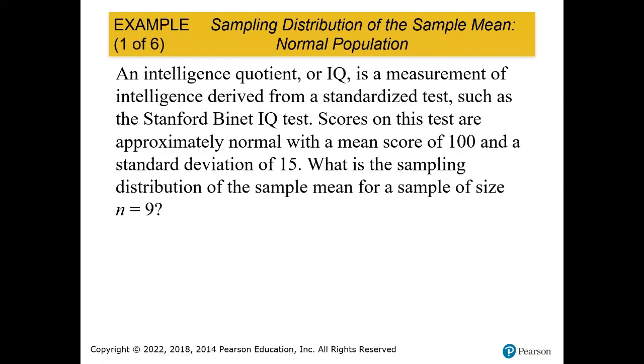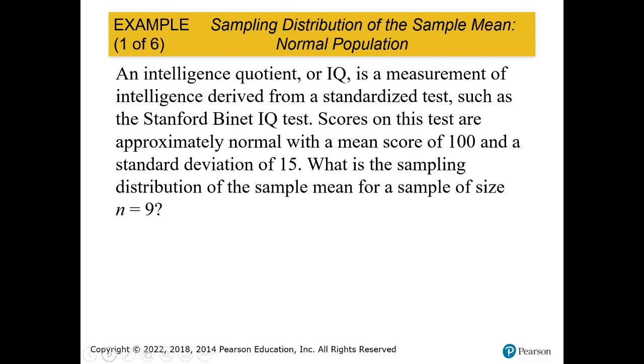Let's work through a process here. An intelligent quotient, the IQ, is a measurement of intelligence derived from a standardized test, such as the Stanford-Binet IQ test. Scores on this test are approximately normal with a mean score of 100 and a standard deviation of 15. Pretty sure we've worked with this IQ before. We're going to work with it again. What is the sampling distribution of the sample mean for a sample of size 9?